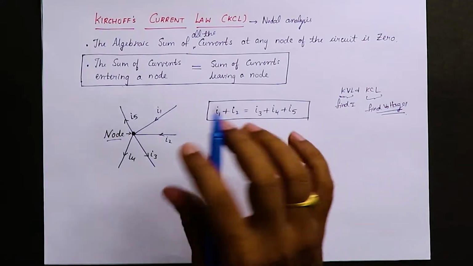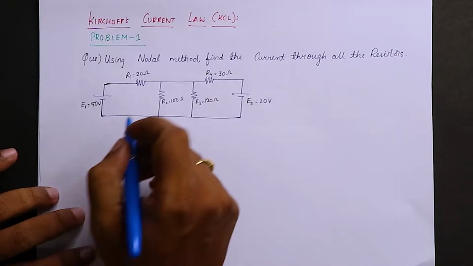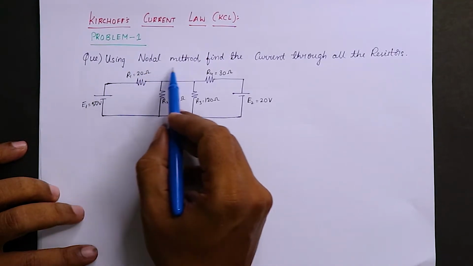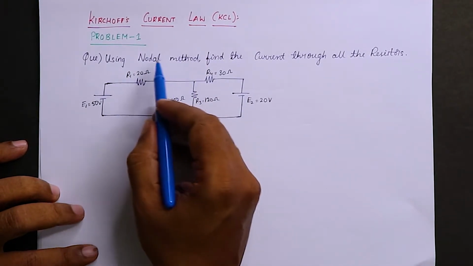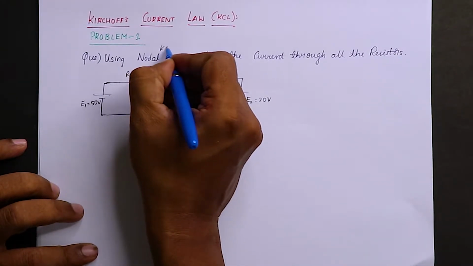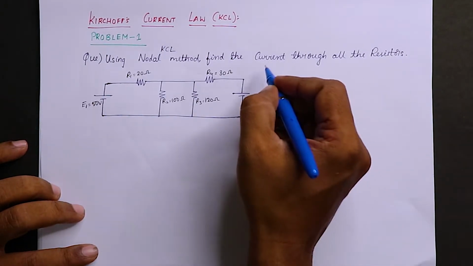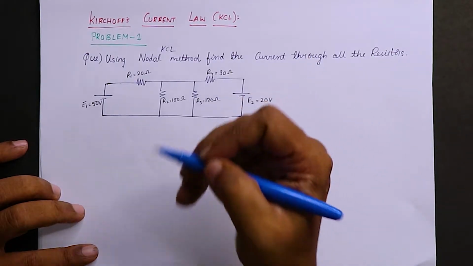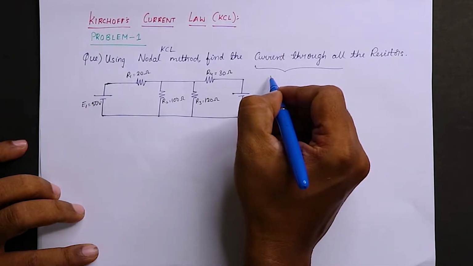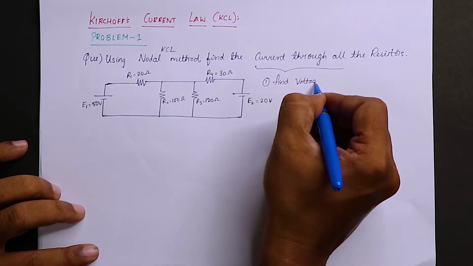So this is how you need to write it. But when you are solving a problem, the method will change. I'll tell you how to solve a problem. So we'll be doing a problem on KCL. The question is, using the nodal method, find the current through all the resistors. I told you it is nodal analysis, so they will ask using the nodal method, or using Kirchhoff's current law, find the current through all the resistors. Before finding the current, we need to find the voltage. So the first step is we need to find the voltage.